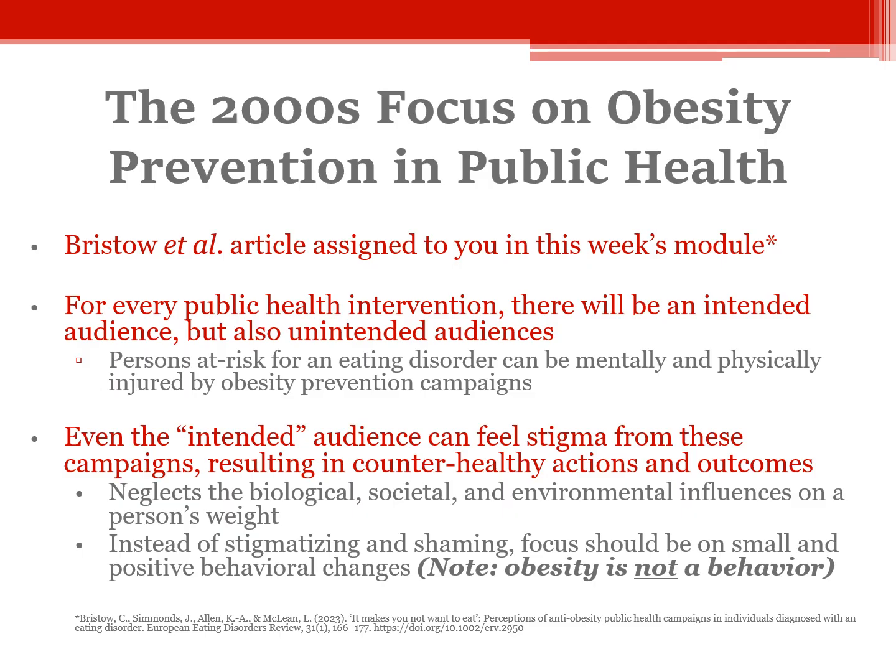I assigned you this article from Bristow and colleagues that talks about one of the key unintended consequences of some anti-obesity public health campaigns from this era. And this is something to keep in mind. Anytime you do a public health intervention, there will be an intended audience, but there will also be a spillover into unintended audiences. One of the unintended audiences for a lot of these public health campaigns was people who are at risk for eating disorders. And the article goes into extensive detail about how people at risk for eating disorders can be mentally and physically injured by obesity prevention campaigns.